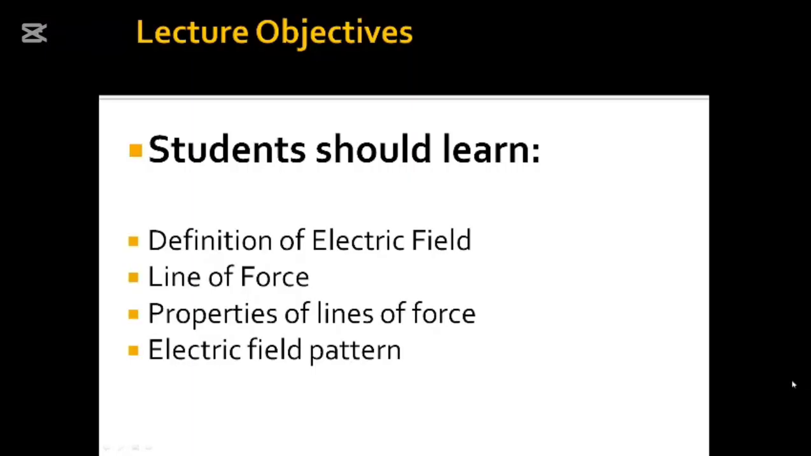First, let's look at our lecture objectives. By the end of these lectures, these are things I expect you to know. Number one, you should know the definition of electric field. Number two, you should know how lines of force operate. Number three, properties of lines of force. And lastly, you should be able to know the electric field pattern of different things, for example, point charge, conductors, and all that. These are things I expect you to learn.